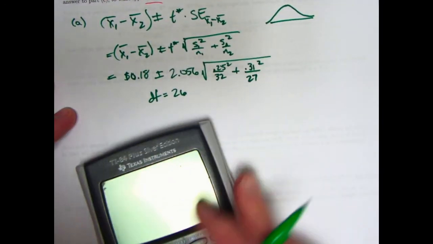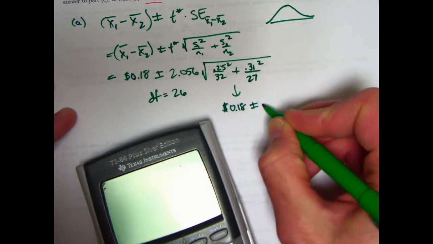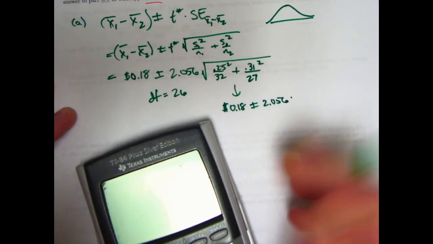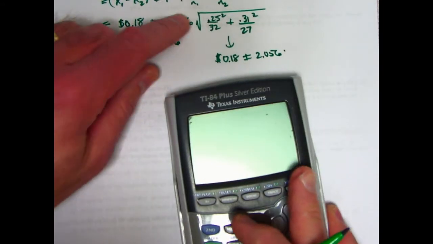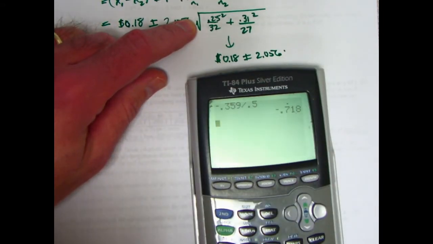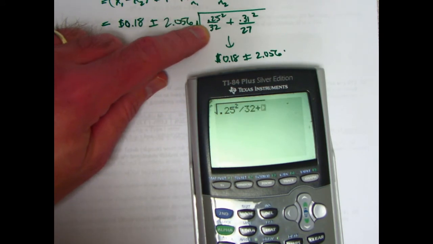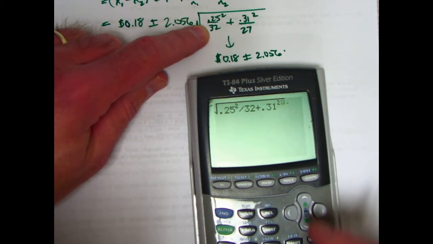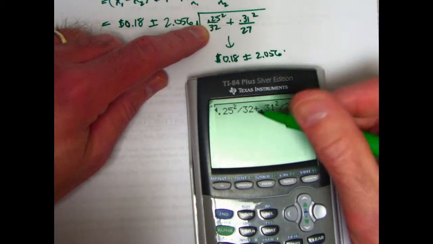Again, if you want to get the most partial credit possible, you might want to show lots of intermediate steps in this calculation, but I will just go ahead and calculate the square root right away and hope that I don't make a mistake. Square root of 0.25 squared divided by 32 plus 0.31 squared divided by 27. The calculator should do things correctly as far as order of operations go.